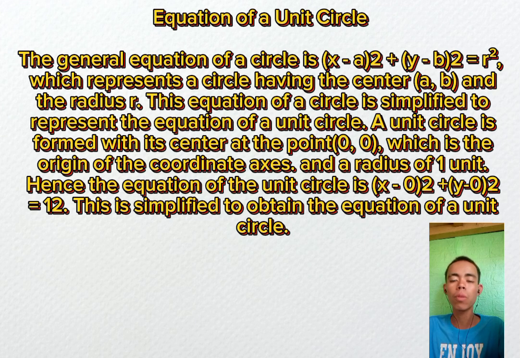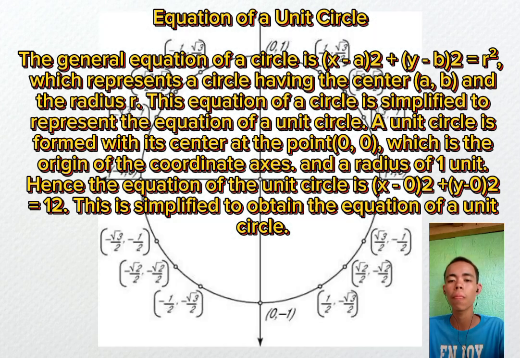This equation of a circle is simplified to represent the equation of a unit circle. A unit circle is formed with its center at the point (0, 0), which is the origin of the coordinate axes, and a radius of 1 unit. Hence, the equation of the unit circle is (x minus 0) squared plus (y minus 0) squared equals 1 squared. This is simplified to obtain the equation of a unit circle.